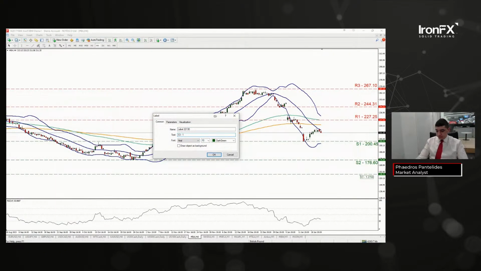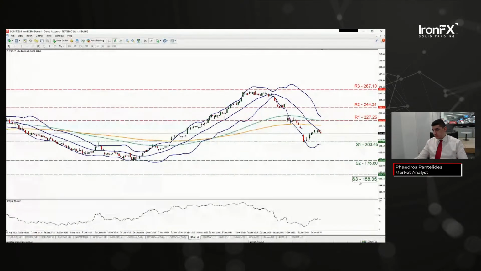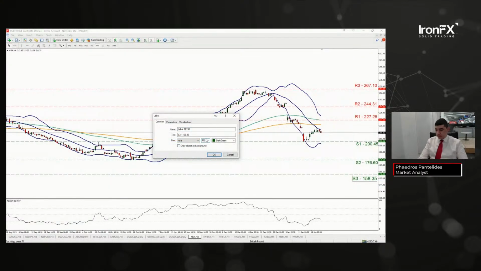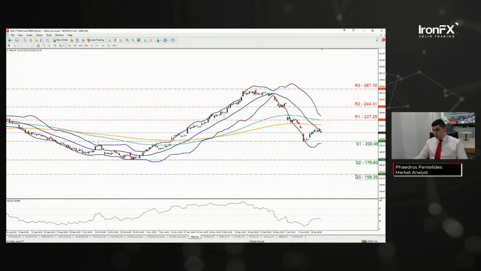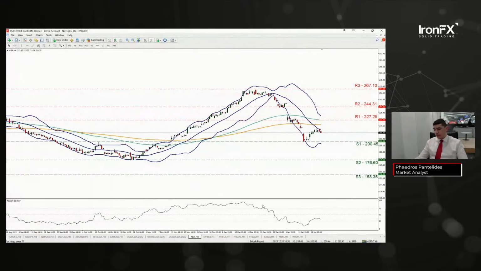158.35. That's for S3. Bearish outlook for Boeing, breaks below S1, next target 176.60, S3 158.35.